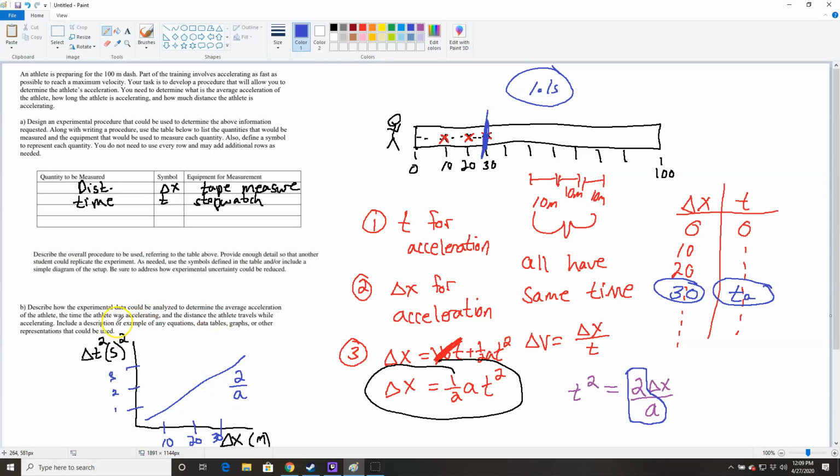Okay, so with that being said, include a description of any examples or equations. We did that. Data tables, graphs, other representations. We're good to go.